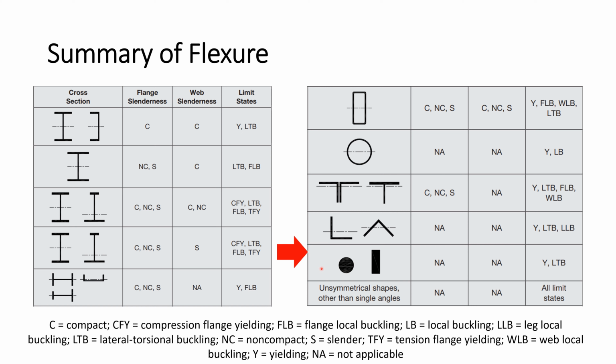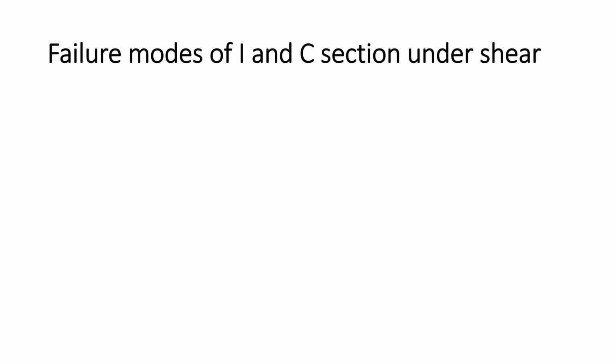Circular rods or rectangular sections can only fail due to yielding or lateral-torsional buckling. Unsymmetrical shapes need to be checked for all limit states. Now that we are done with bending, let's discuss the topic of shear. So what are the failure modes of I and C sections under shear?